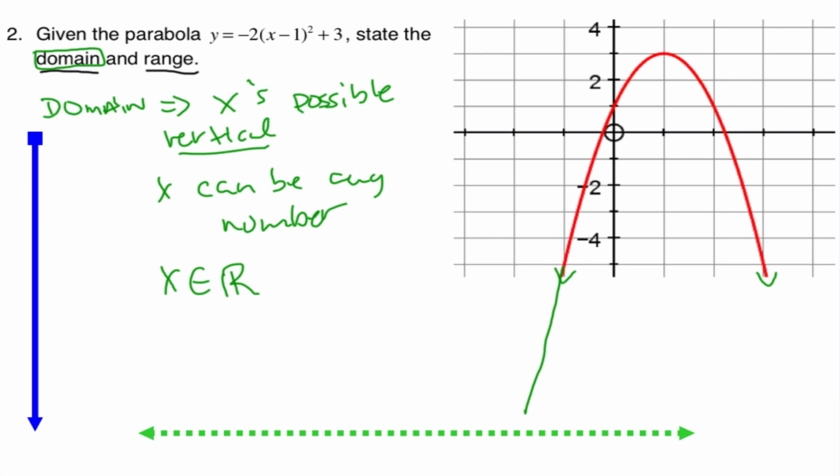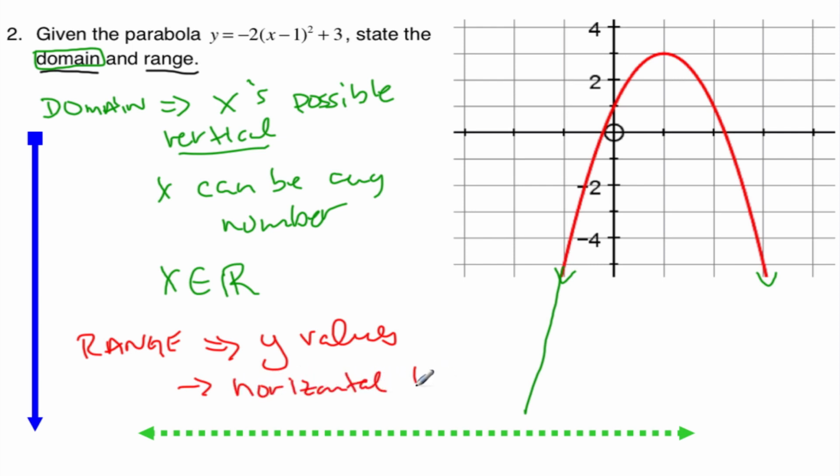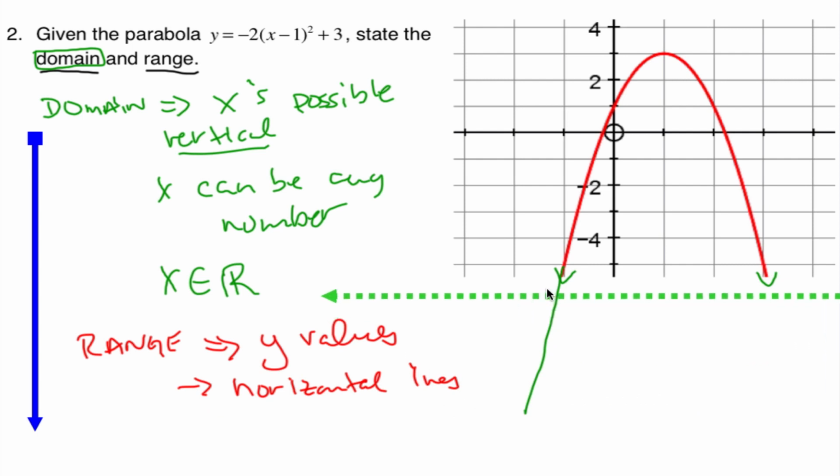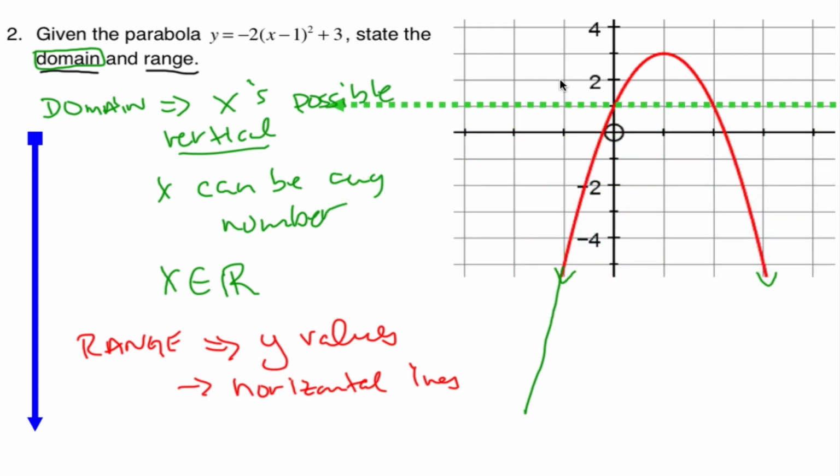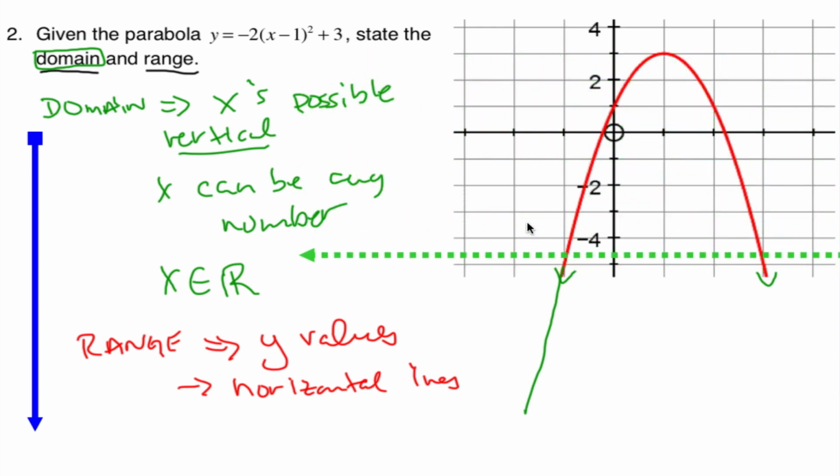When I think about the range, that's the set of y values. This time I think about horizontal lines, and I look to see where this horizontal line touches the graph. It touches, touches, touches, and then it stops. There is no y value here that's going to touch the graph. So it changes right there at the vertex, where y values start to be on the graph, touching the horizontal line.